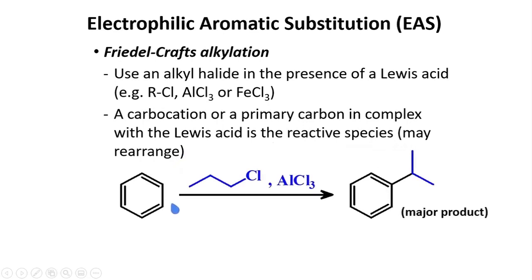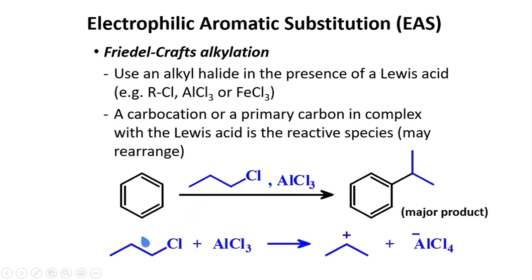In this example, I used 1-chloropropane. Now in the presence of the Lewis acid, aluminum chloride may take this chloro group and form a species in which there is a greater chance of the formation of the more stable secondary carbocation. Thus, when 1-chloropropane is reacted with benzene in the presence of aluminum chloride, this compound is the major product. This compound is commonly called cumene or isopropylbenzene.